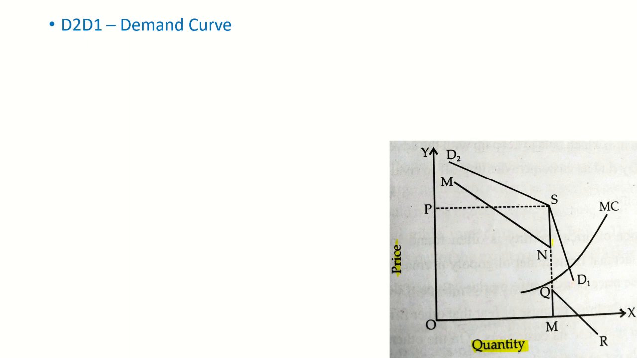And this is D1, D2. See the demand here. This is a kinked demand curve. Actually, it has a kink at the point S. So D2, D1 is the demand curve, and it has a kink at the point S, and this represents the prevailing market price, that is, OP is the prevailing market price, and OM is the prevailing market quantity.